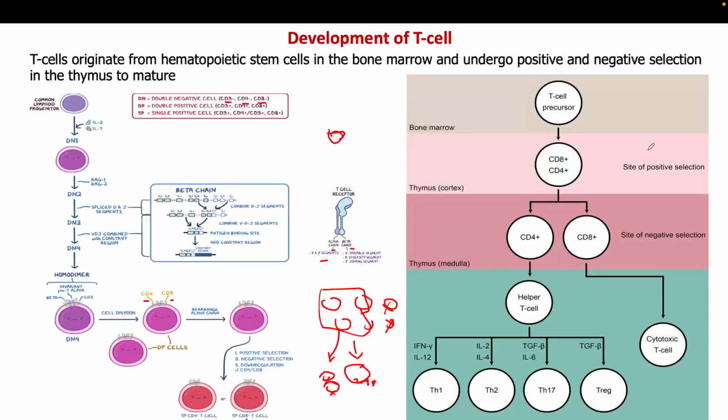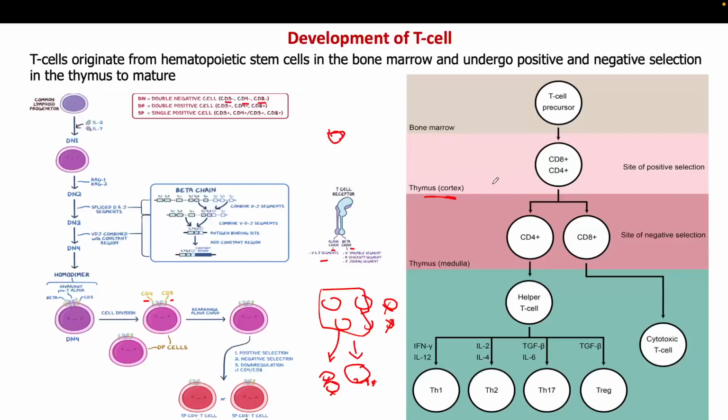In the case of positive selection, it takes place in the thymus cortex. You also have to remember which type of selection takes place where. So positive selection takes place in the cortex of the thymus.